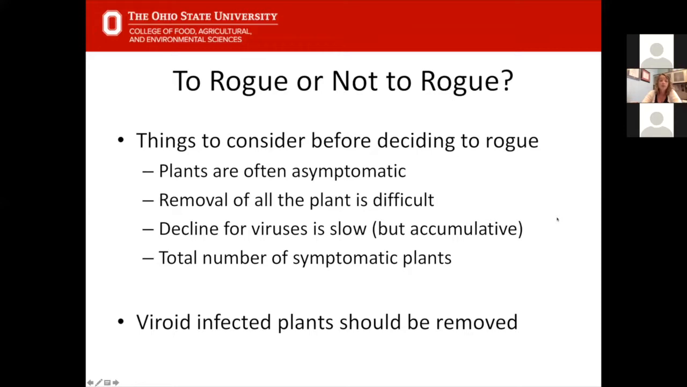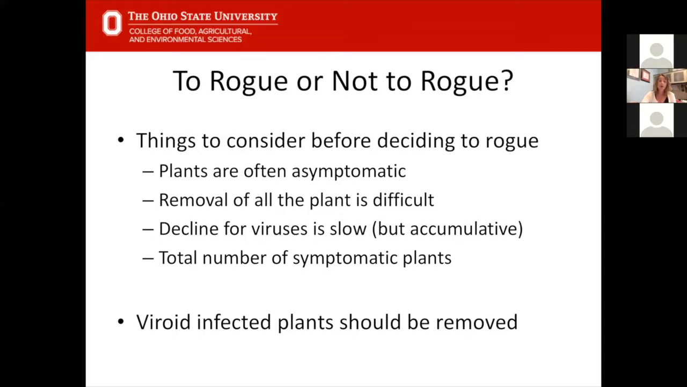So also, the decline for viruses is slow. So again, assessing the impact it's having: how many years have you seen this? Is the amount of yield loss increasing? Those are things that you want to consider. And then the total number of symptomatic plants as well. So again, it really comes down to what can you afford to remove and what stage are you at with the virus infection.